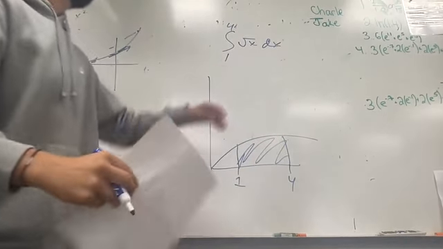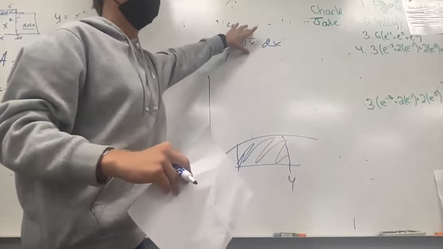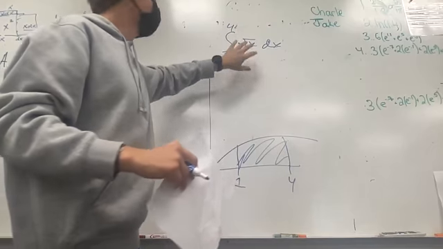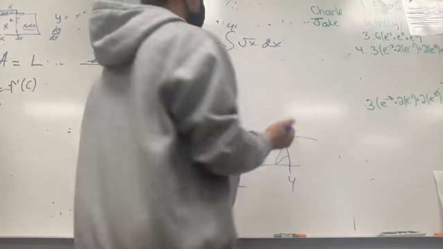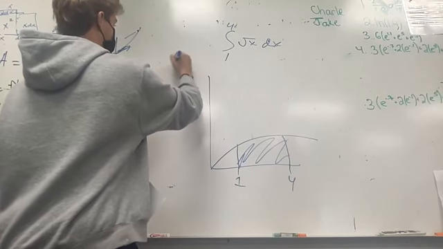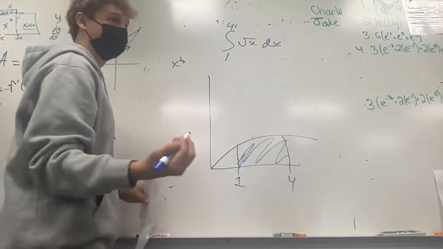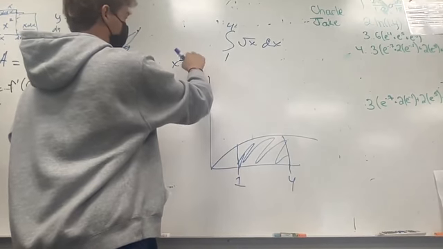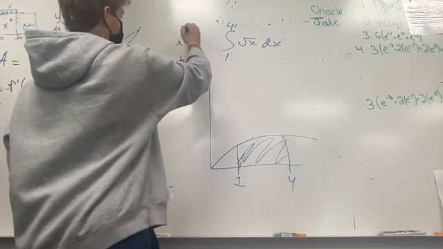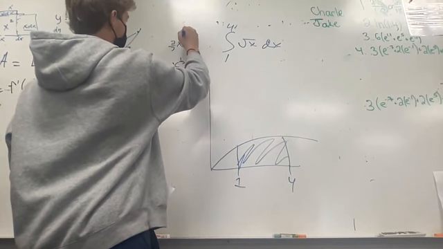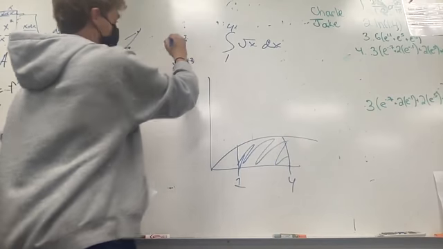So to start, take the antiderivative of what's inside. The way you do this is the square root turns into x to the 1/2. To take an antiderivative, you add 1 and then you divide. So you get x to the 3 halves over 3 halves, which is 2 thirds x to the 3 halves.